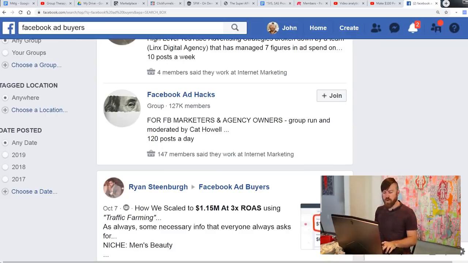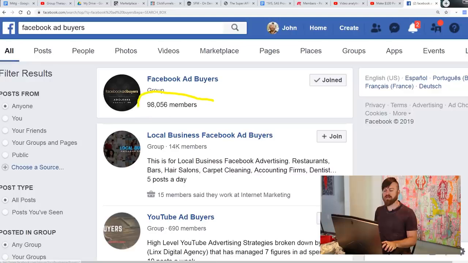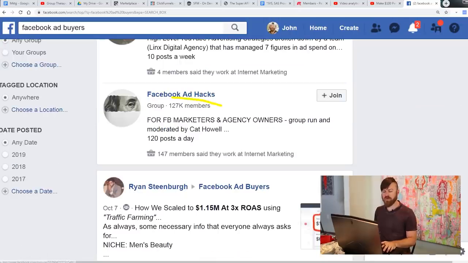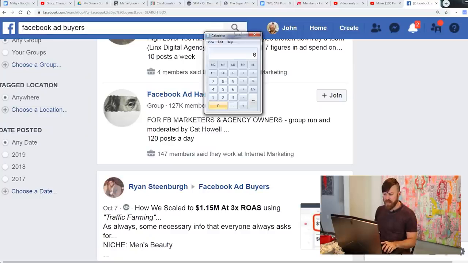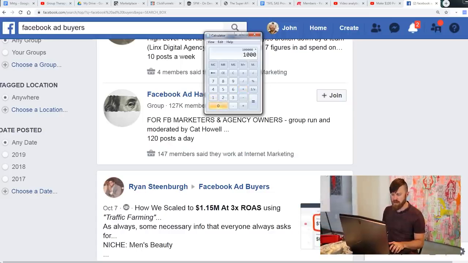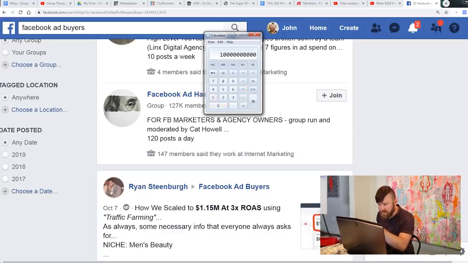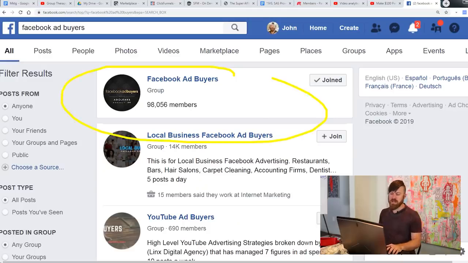Now, the average person doing Facebook ads makes over 6 figures a year. How valuable would it be to have an audience of 100,000 people or 127,000 people that all earn over 6 figures a year on average? Let's just do the math here. You have $100,000 per year times 100,000 people. That is the equivalent buying power of, was that $10 billion? Okay, so that's a lot of buying power right there. $10 billion is concentrated in this group.